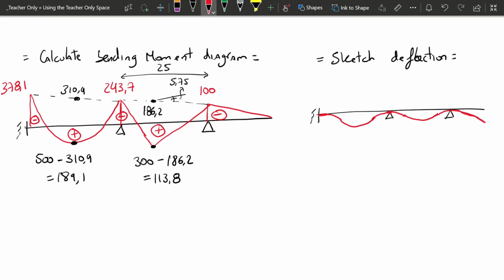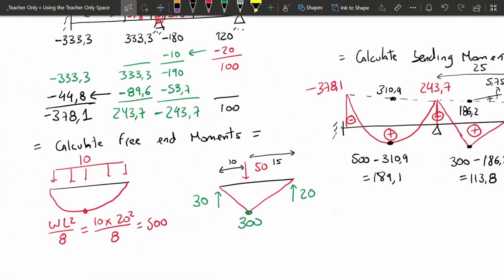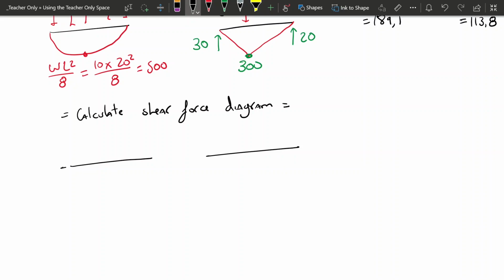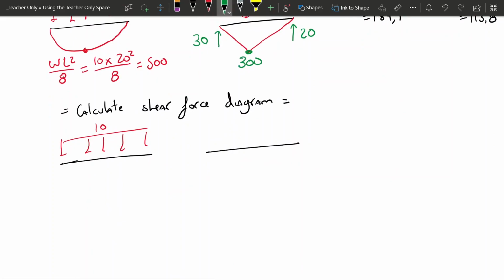Even if the problem looks complicated, the deflection can always be done quick. Okay, final step is to get the shear force diagram. Here we need to draw our bars again. So we know we have a UDL of 10 in a span of 20. So that gives us 10 times 20 is 200. So we know that the left reaction has to be 100 and the right reaction is 100.